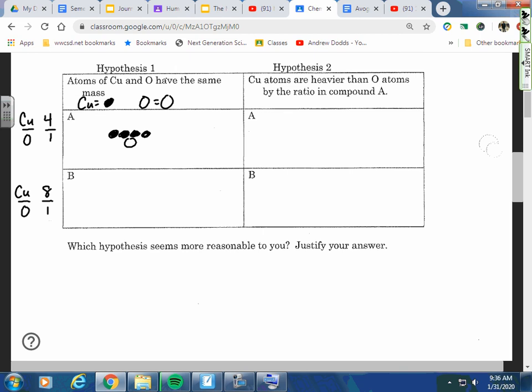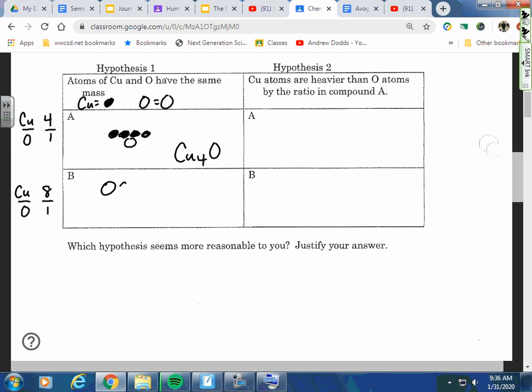Okay? Oh, I didn't write the formulas. I forgot to write the formulas on those. But what would this be? So we've got Cu, and how many of them? 4. And we have O, how many of those? Just 1? If there's just 1, do we put a number after the symbol? No. Okay. Down here, it would be 8 coppers to 1 oxygen.